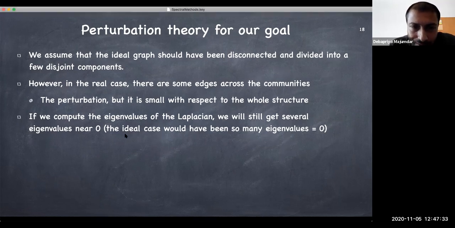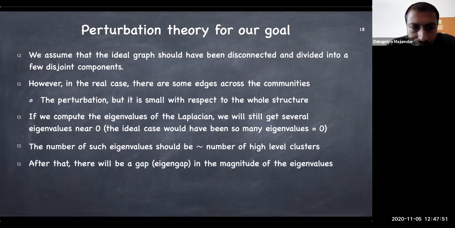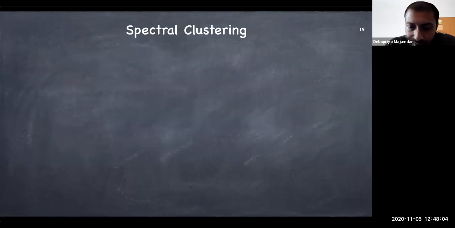Here, what we expect is we'll still get so many appearances of eigenvalues near zero, in the same interval. And the number of such eigenvalues should hopefully be equal to the number of high level clusters that should have been there. And after that, there should be a gap in the magnitude of the eigenvalues. So that is called the eigengap. We'll actually work it out with real examples and toy examples as well. So then if we have that, the spectral clustering algorithm will go in the following way.